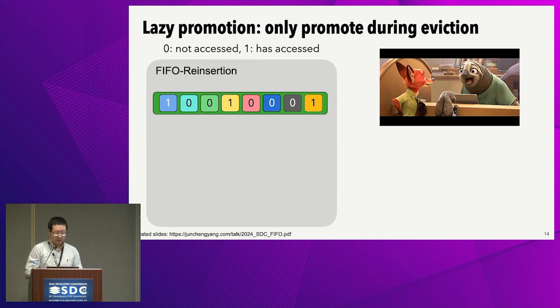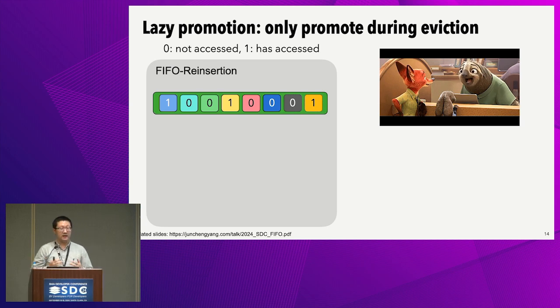So lazy promotion only promotes during eviction. One simple example of lazy promotion is called FIFO reinsertion, or clock, or second chance. These three names refer to the same algorithm with different implementations. Clock uses a ring buffer, FIFO reinsertion uses a queue. For each object in a FIFO reinsertion cache, we add one bit of metadata, whether it is 0 or 1. If it is 1, it means this object has been requested after insertion. If it is 0, it means this object has not been requested after insertion.